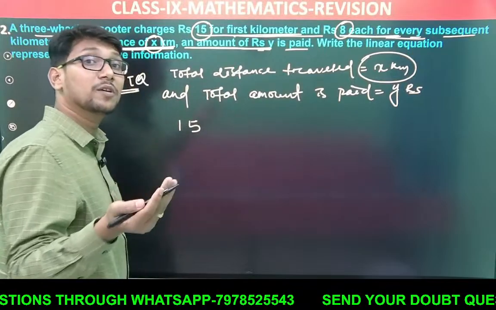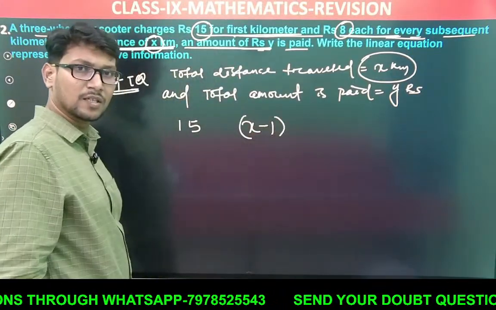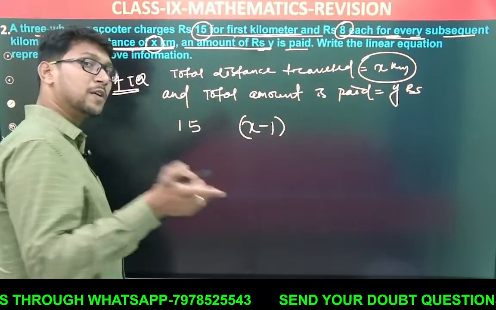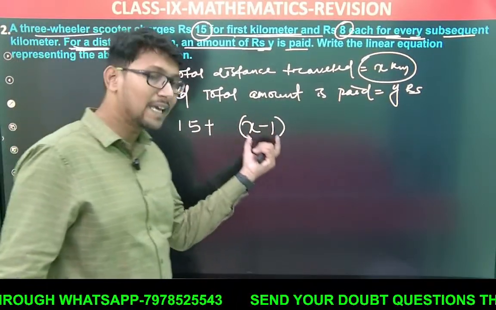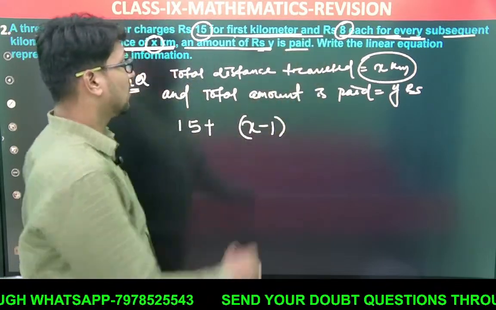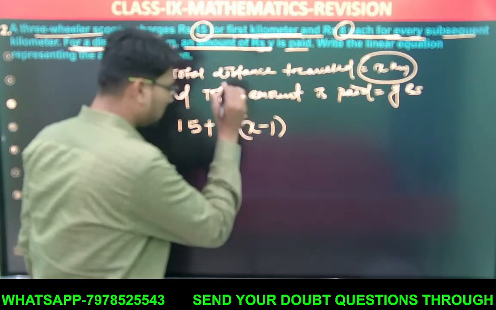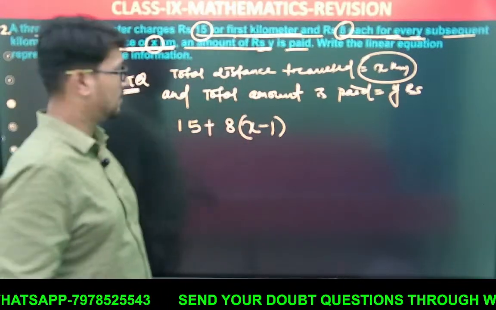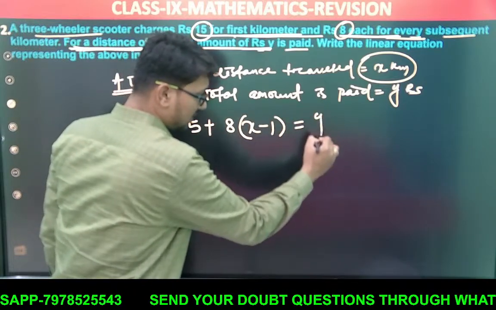Then how many kilometers are left? x minus 1 kilometers are left. So 15 rupees is paid for the first kilometer, plus these x minus 1 kilometers must be paid at 8 rupees for each kilometer. So 8 into x minus 1 means the total fare he has to pay, y rupees, is given.